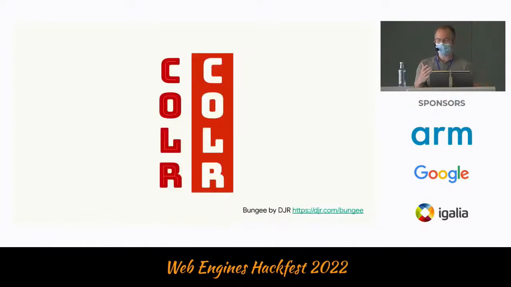This is another example. This is the Bungee font made by David Jonathan Ross. It's inspired by street signs and this kind of street sign artwork. It features this small hairline in the middle of the glyphs, which is a bit hard to see. But you can create attention, or you can give text more liveliness through using color fonts.